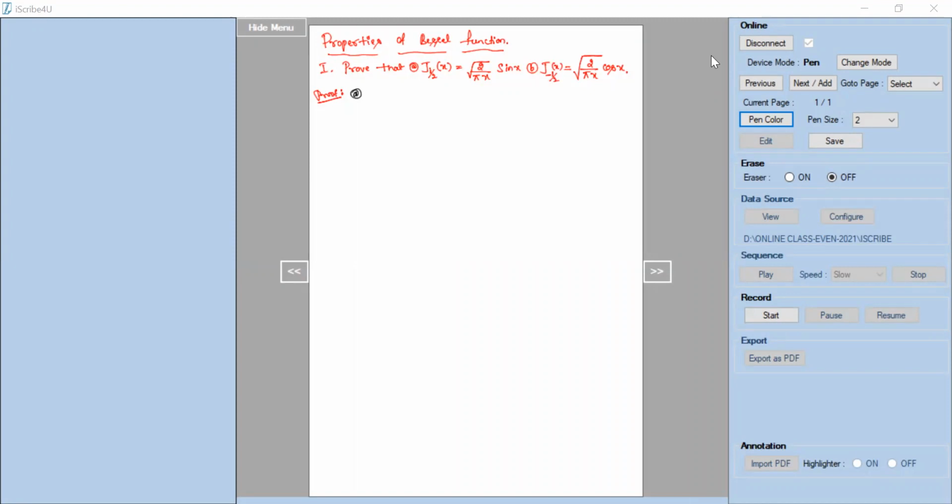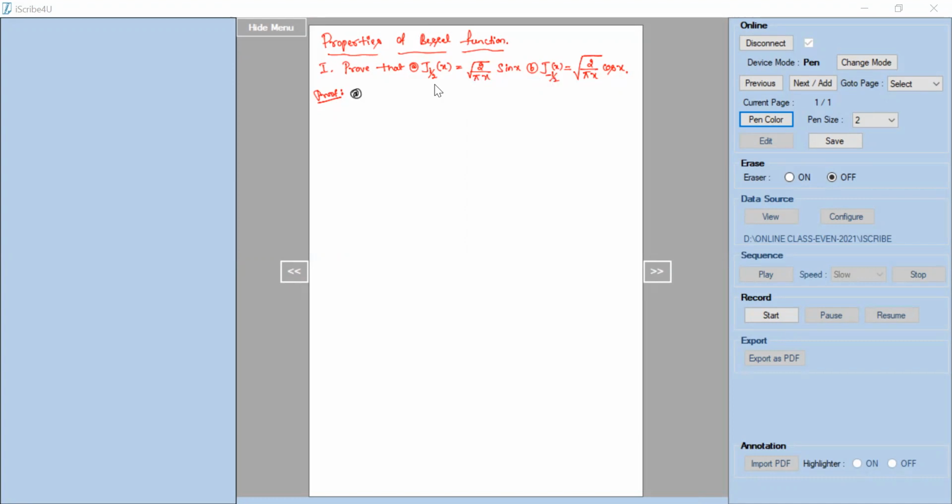So in this video, we'll discuss the properties of Bessel functions. There is one most important property of Bessel functions, which says J half of x is square root of 2 by pi x into sin x, whereas J minus half of x is square root of 2 by pi x into cos x. These are the two most important relations of the Bessel functions. Let us see how to prove them one by one.